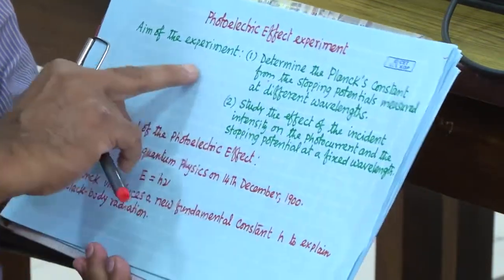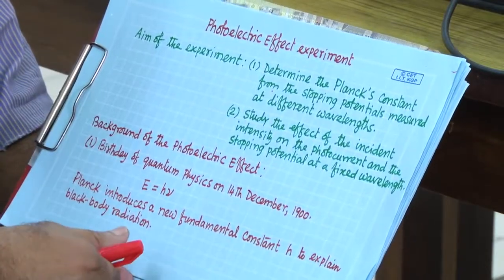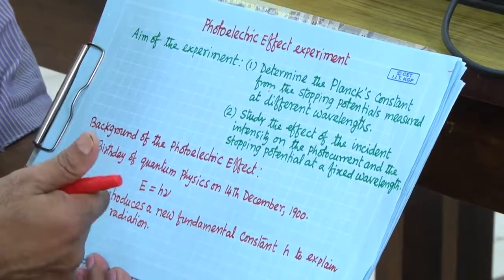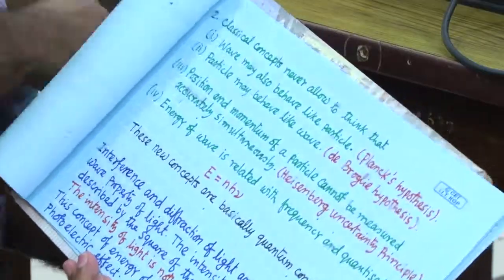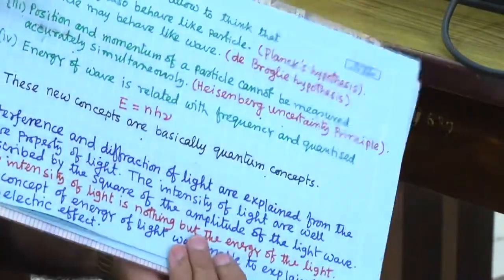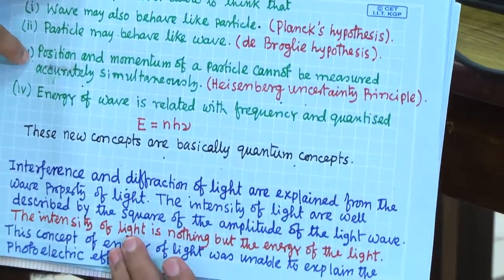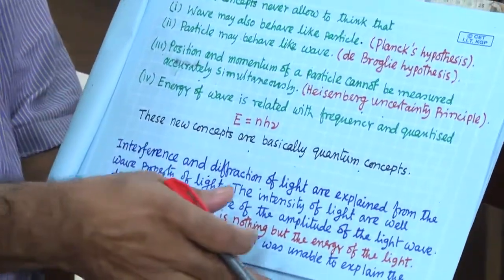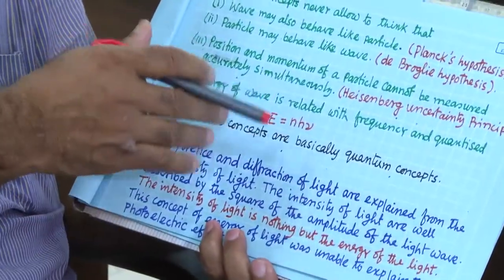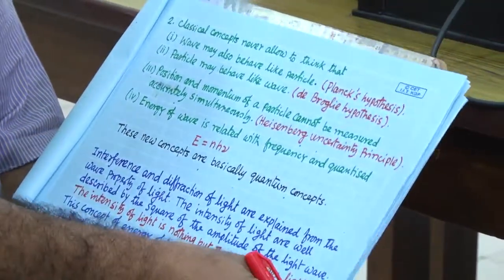But the photoelectric effect was explained by Einstein in 1905, after 5 years. So, what was the importance of Planck's equation E equal to h nu, as well as Einstein's equation for the photoelectric effect? What was the importance at that time?